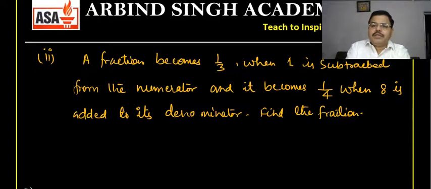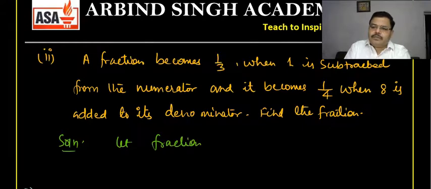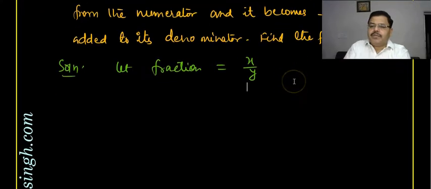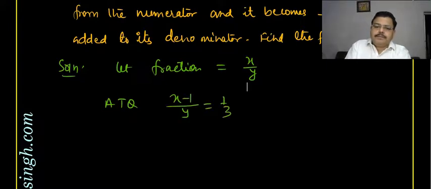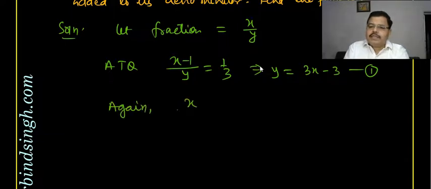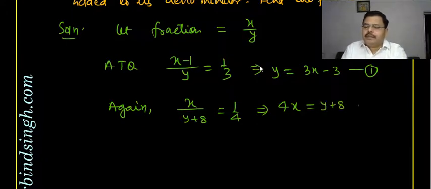In a fraction, everybody knows that there are two parts, one is numerator and another is denominator. So in the solution, we can write, let the fraction be x by y, numerator and denominator. According to the question, it becomes 1 by 3 when 1 is subtracted from the numerator. So x minus 1 upon y is equal to 1 by 3. So y is equal to 3x minus 3. This is equation 1. The second condition is that if 8 is added to the denominator, it will be 1 by 4. So 4x is equal to y plus 8. And this is the second equation.